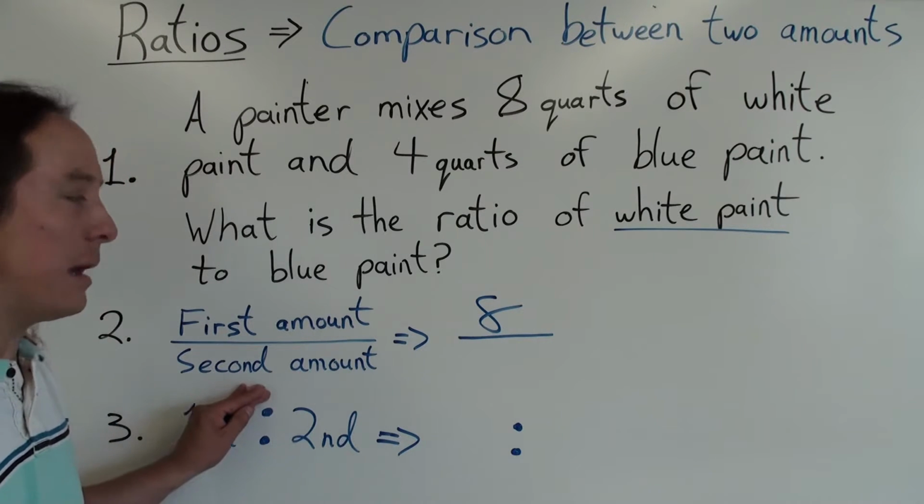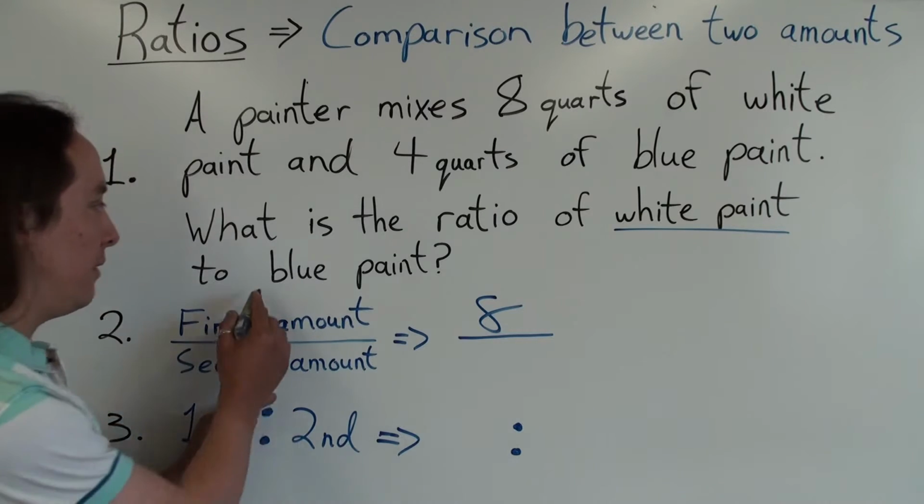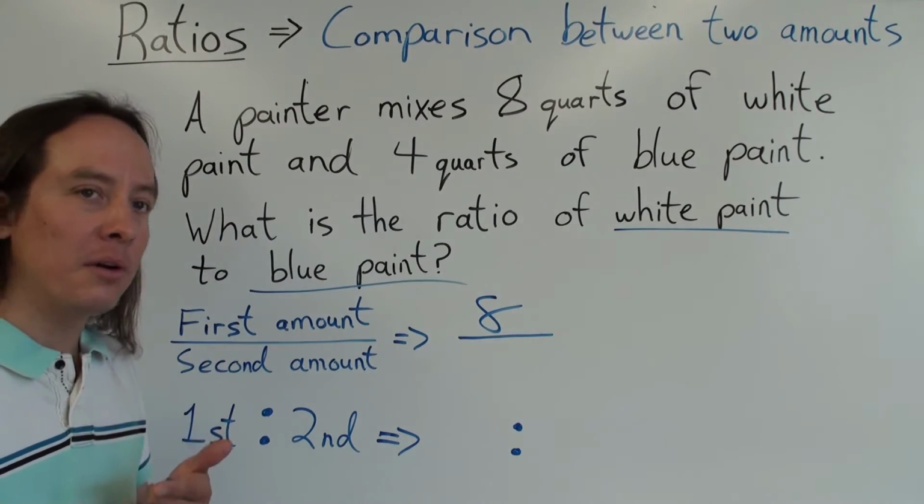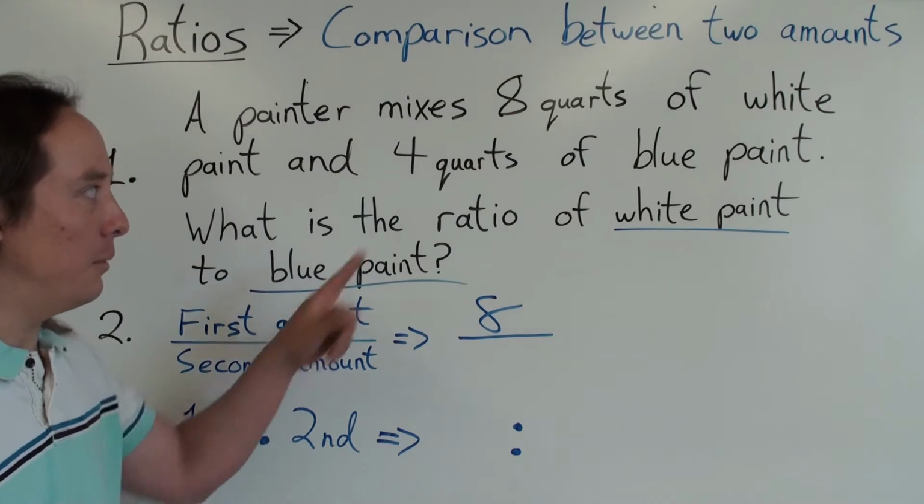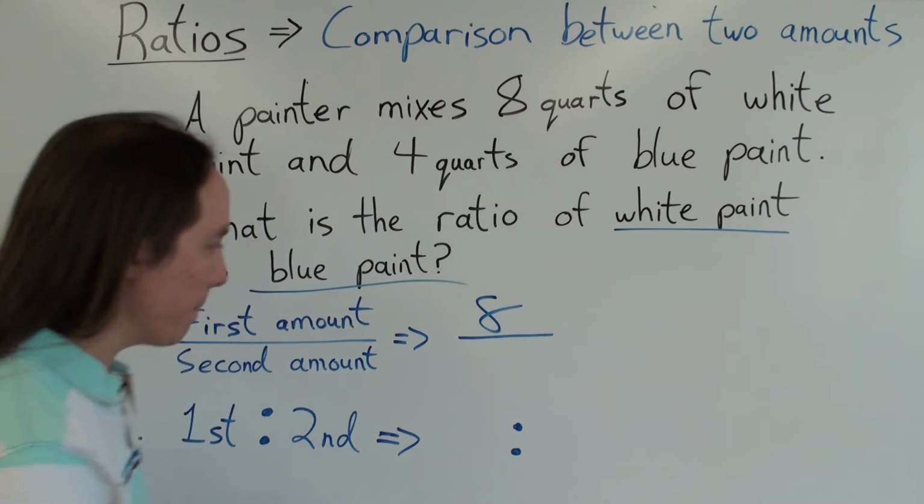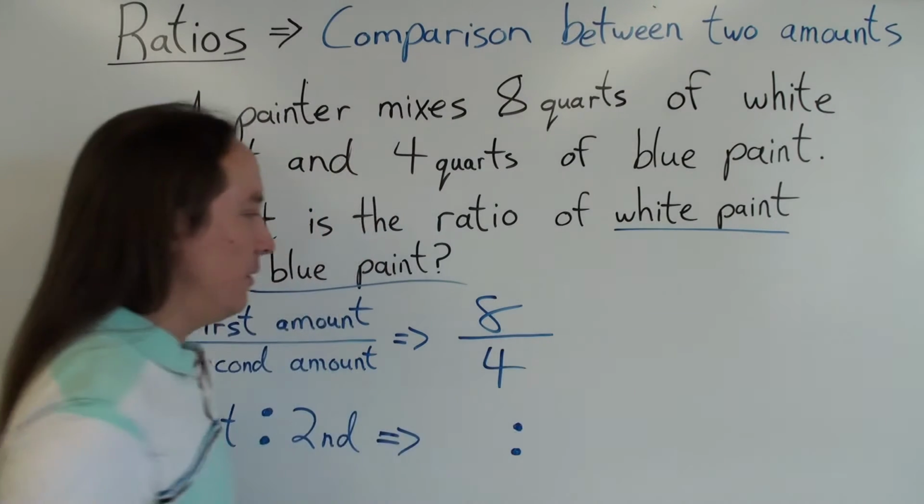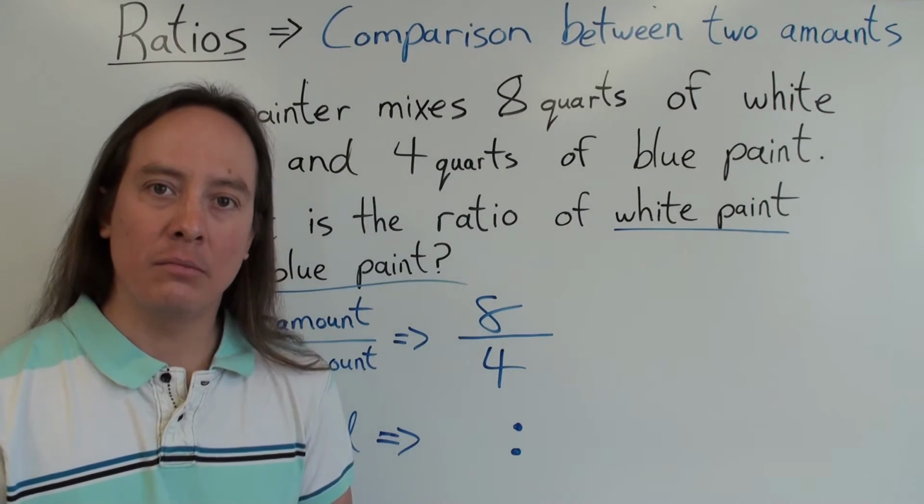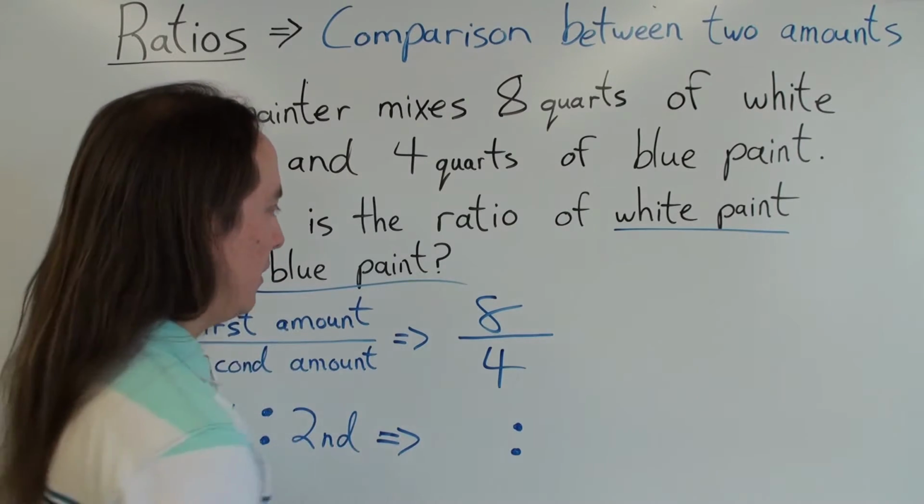Okay, so then the second amount that they asked for in the question was blue paint. So how many quarts of blue paint? It was 4, right? Okay. So we have this ratio of 8 to 4. Okay? This ratio of 8 to 4.